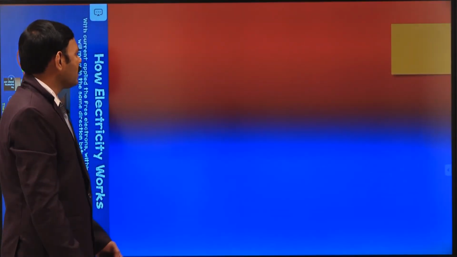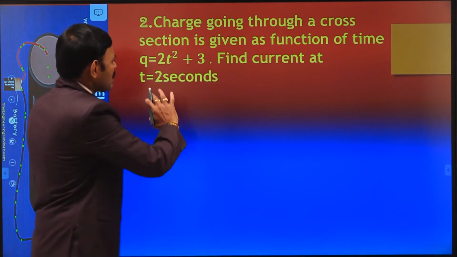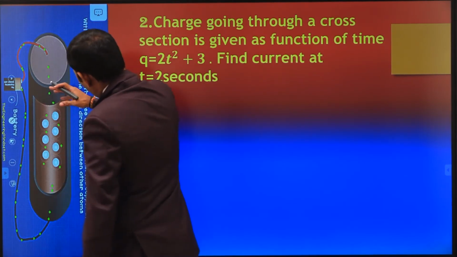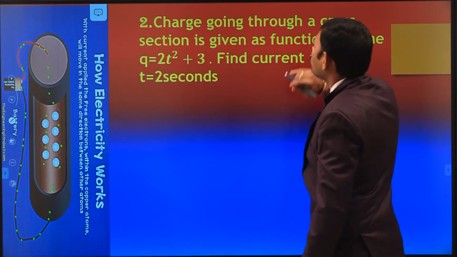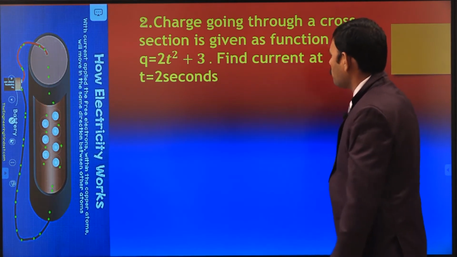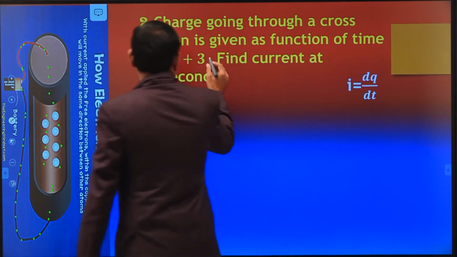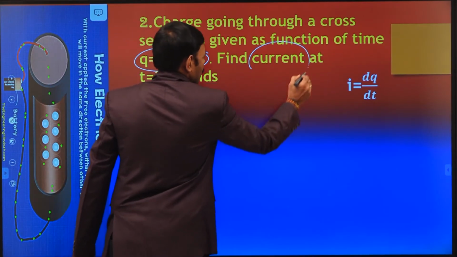So let us move on to the next problem. A charge is going through a section. Let this be the cross section. Through the given cross section, charge is flowing. It is a function of time, like q is equal to 2t square plus 3. Find the current at 2 seconds. So q is a function of time. We have to find the current.